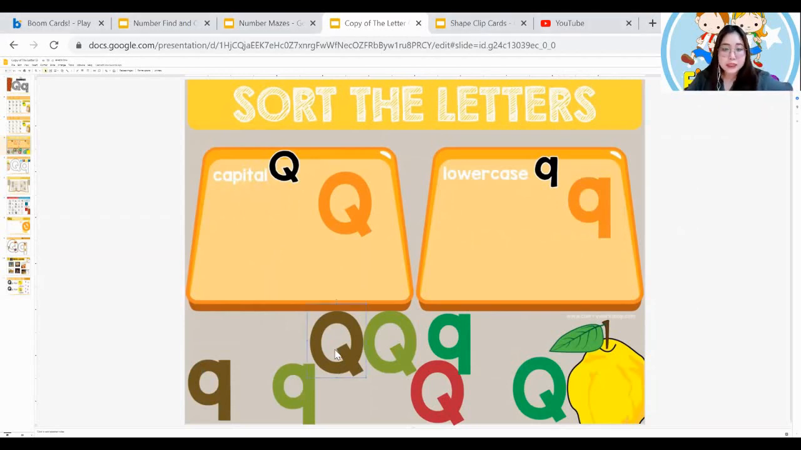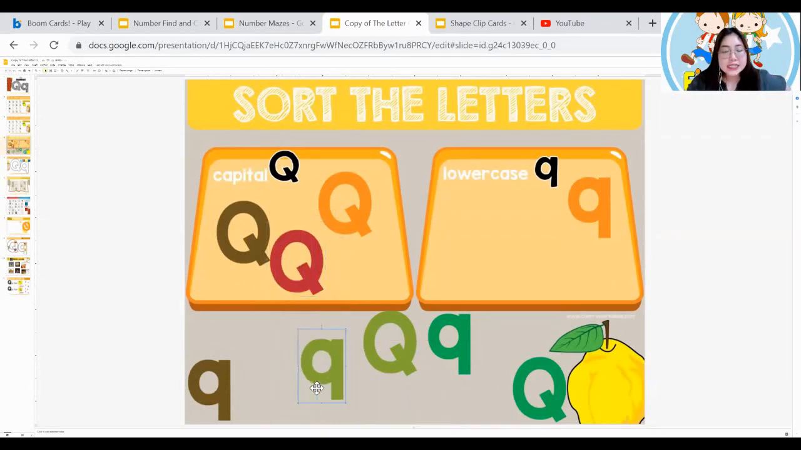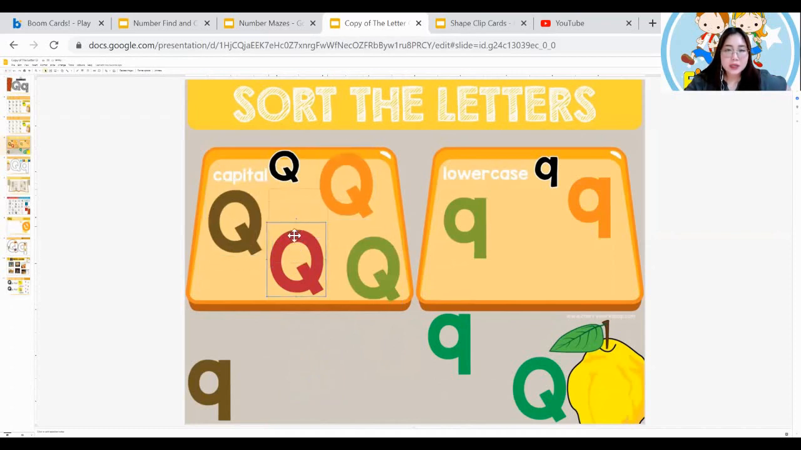Then let's proceed with this one. I think this is color brown. Is this capital or lowercase? Capital. Very good. Let's have the red one. Is this capital or lowercase? Another capital letter. Very good. We have a green letter. Is this capital or lowercase? Lowercase letter Q. We have another light green one. Is this capital or lowercase? It's capital letter. Very good.